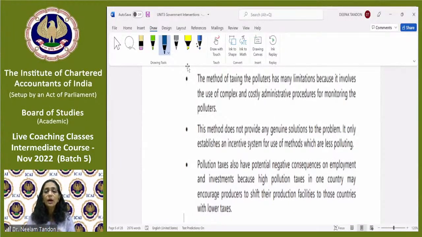So for those who are going for less pollution, how should we go about incentivizing them? What should be the component? What should be the strategy to decide about incentivizing them? So these challenges are there in the case of pollution tax. So that becomes very difficult.